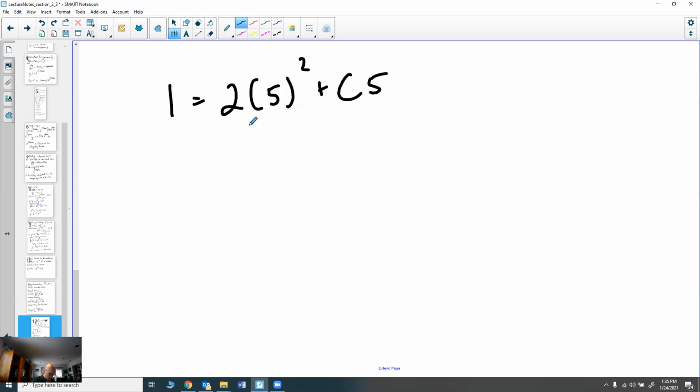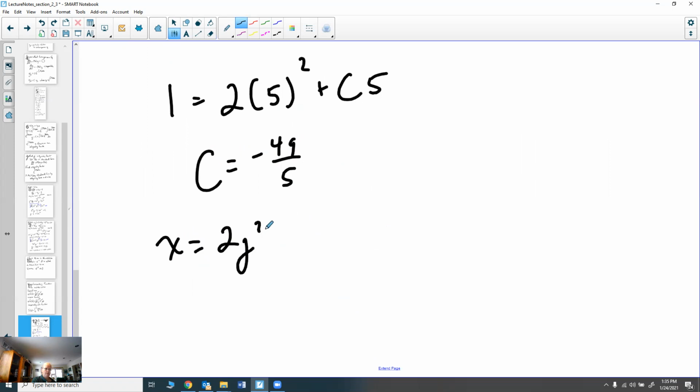So that lets you solve for c. So it turns out c is equal to negative 49/5. So x is equal to 2y squared minus 49/5 times y.